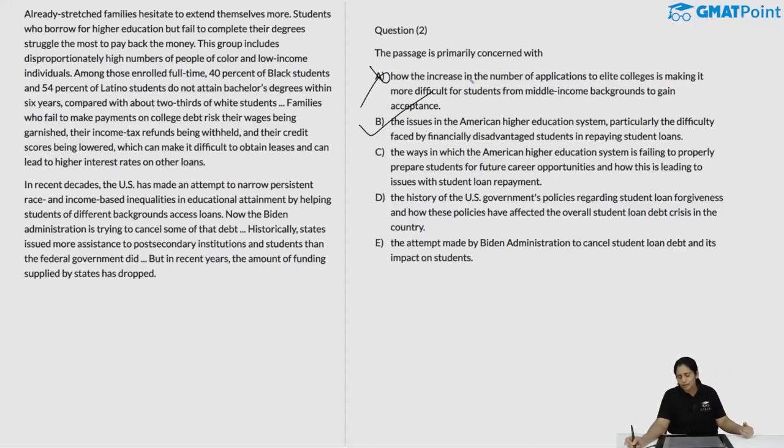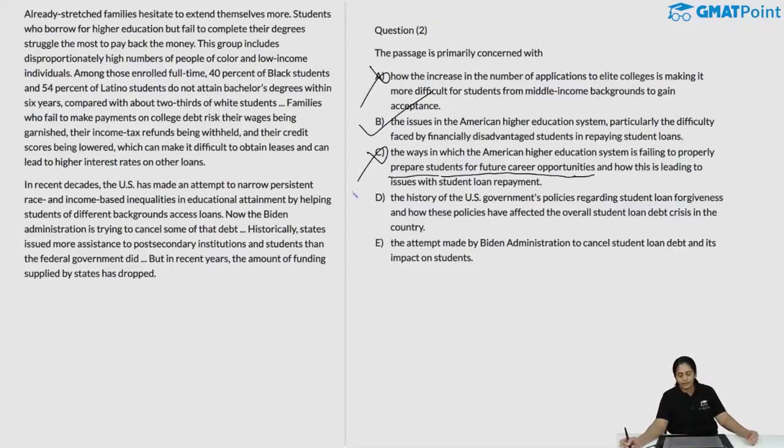Option C: The ways in which the American higher education system is failing to properly prepare students for future career opportunities, and how this is leading to issues with student loan repayment. This part, that it prepares students for future career opportunities, is not at all discussed in the passage. The passage is not about how the degree should prepare you for a future. It is not concerned with that. The passage is concerned about how people are going to pay for this and how much they struggle to pay for higher education. So C is incorrect.